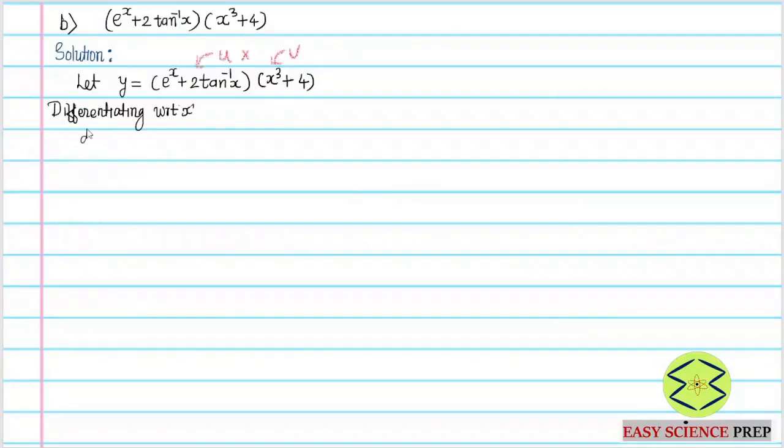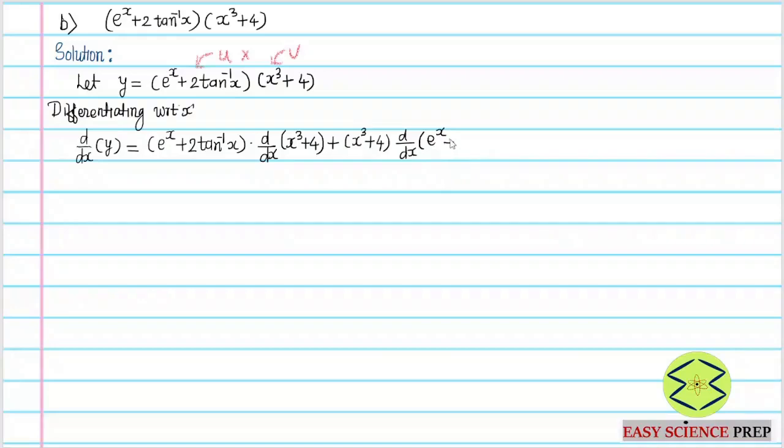So you will be getting d by dx of y equals u derivative of v plus v derivative of u. I'll write down the same u, e raised to x plus 2 tan inverse of x, into the derivative of v, that is d by dx of x cube plus 4, plus v, which is x cube plus 4, times the derivative of u. What is u? u is e raised to x plus 2 tan inverse of x. Again the same rule.